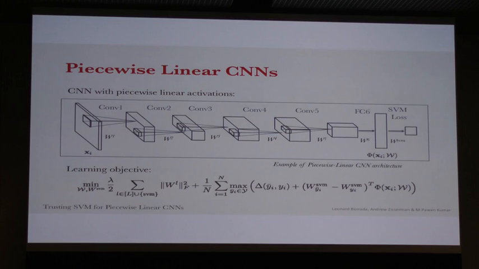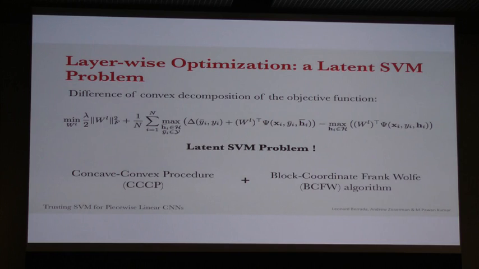Then this is not convex, but the key observation is that it's actually difference of convex. One way of seeing that is that the transformations are either linear at linear layers or piecewise linear at nonlinear activation layers. So we have a piecewise linear function in the hinge loss and an L2 regularization. And more interestingly, we can look at an explicit difference of convex decomposition of the objective function. What we get out of this is that this is the general form of a latent SVM problem. And there is a very natural interpretation of the hidden variables, which are which piece of the piecewise linear activations we are at. This is what the hidden latent variables represent.